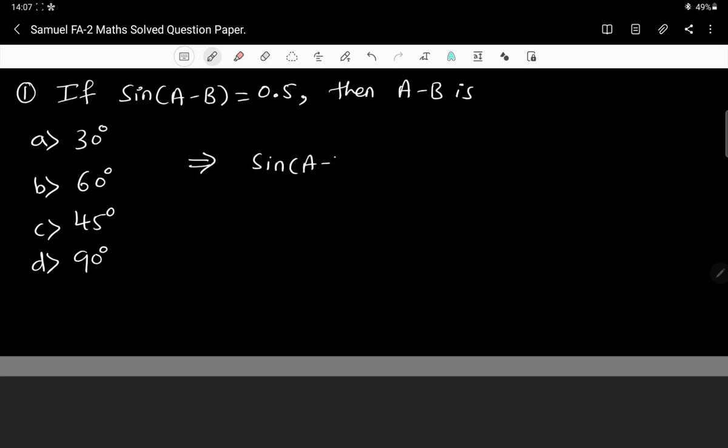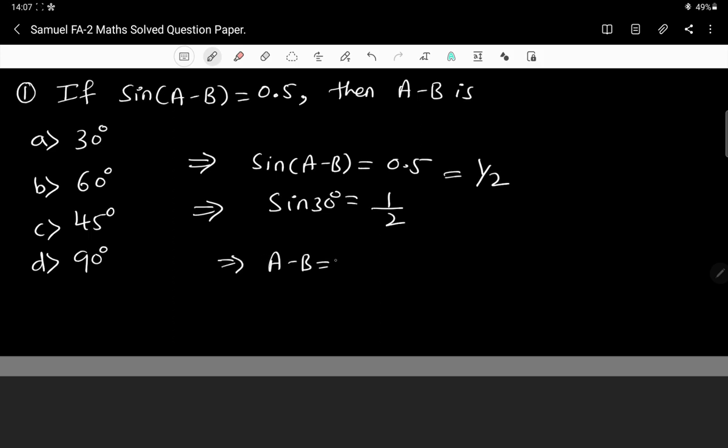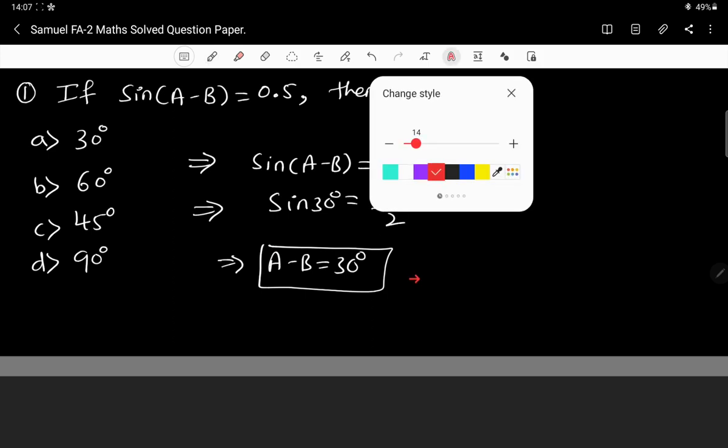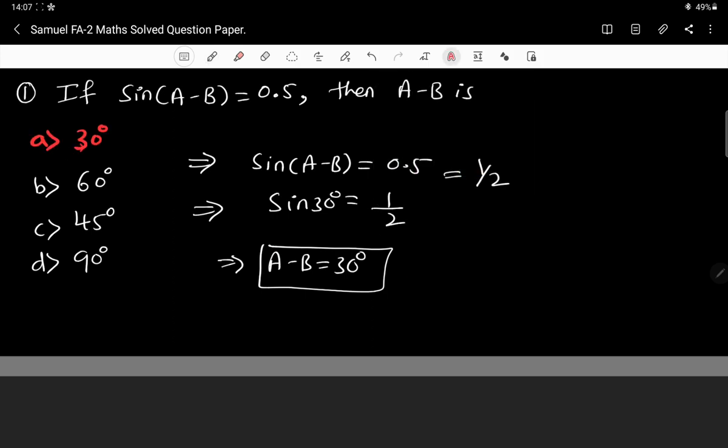What is the given data? Sine of A minus B is equal to 0.5. We know that sine 30 degree is equal to 1 by 2, and 0.5 is nothing but 1 by 2 only. So you can compare this and say that A minus B is equal to 30 degree. So option A is the correct answer. Moving forward, let us have a look at the second question.